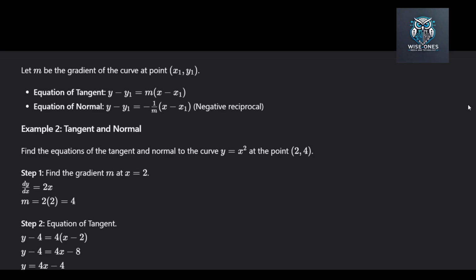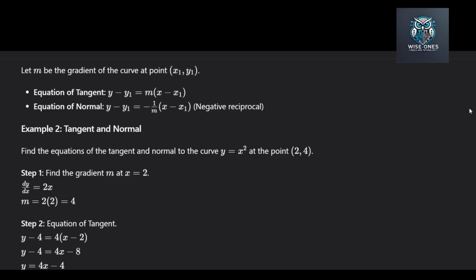This is the negative reciprocal. If the tangent gradient is m, the normal gradient is negative 1 over m. They are perpendicular friends. Let us look at example 2. Tangent and normal. The question is, find the equations of the tangent and normal to the curve y equals x squared at the point (2, 4).